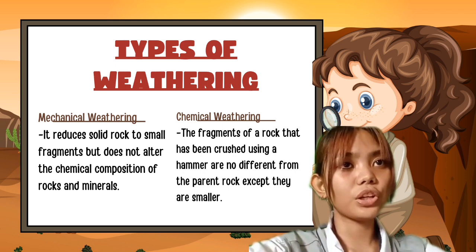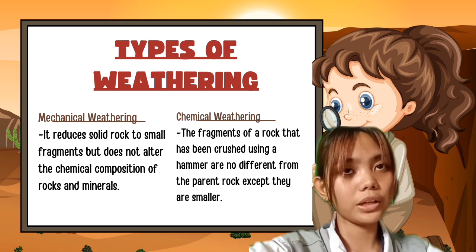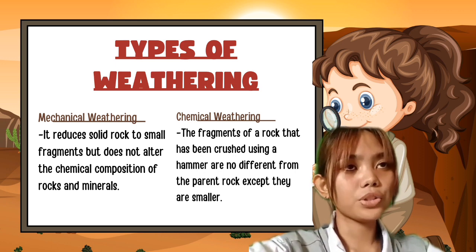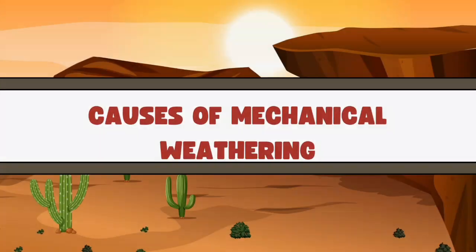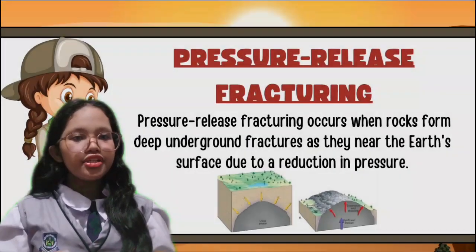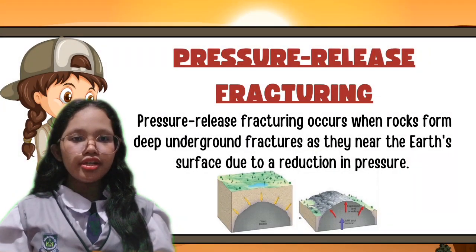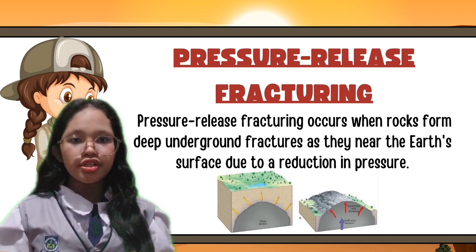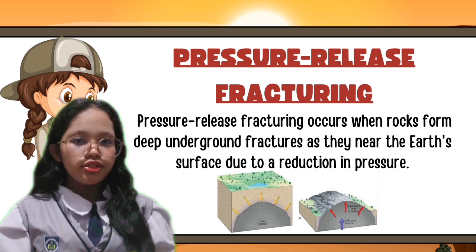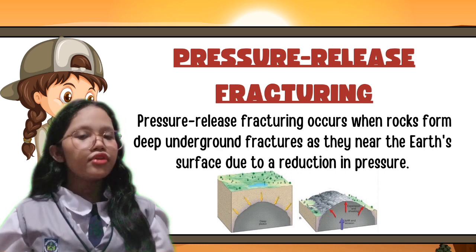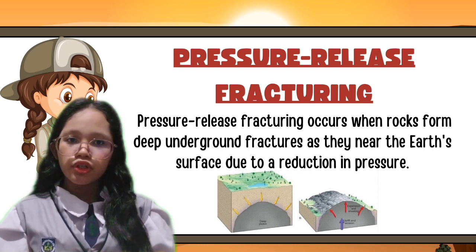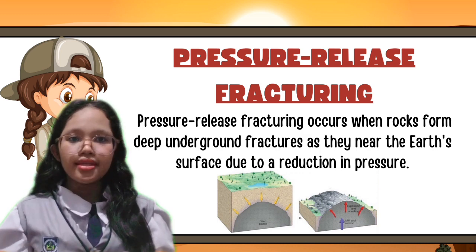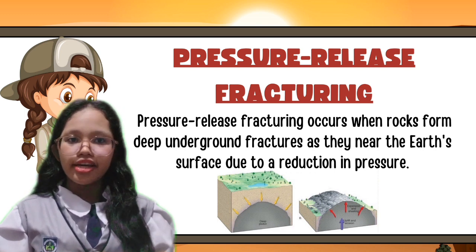Some factors trigger the occurrence of mechanical weathering, such as pressure release fracturing, frost wedging, abrasion, and thermal expansion and contraction. Pressure release fracturing occurs when rocks formed deep underground fracture as they near the Earth's surface due to reduction in pressure. For example, when a granitic pluton solidifies from magma deep beneath the surface, it undergoes intense pressure from the overlying rock.